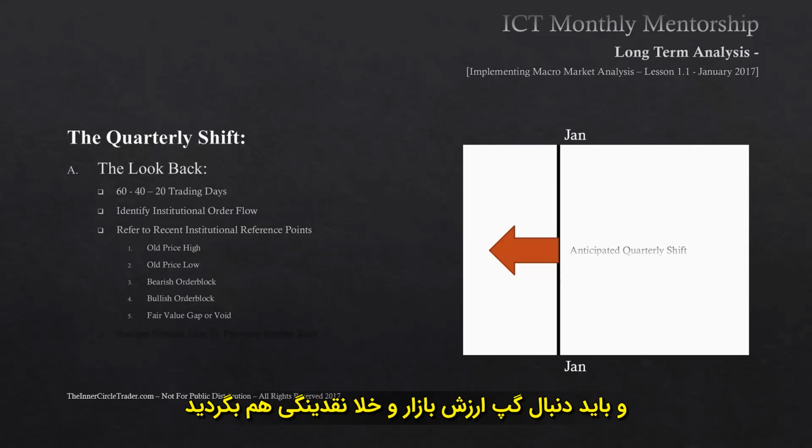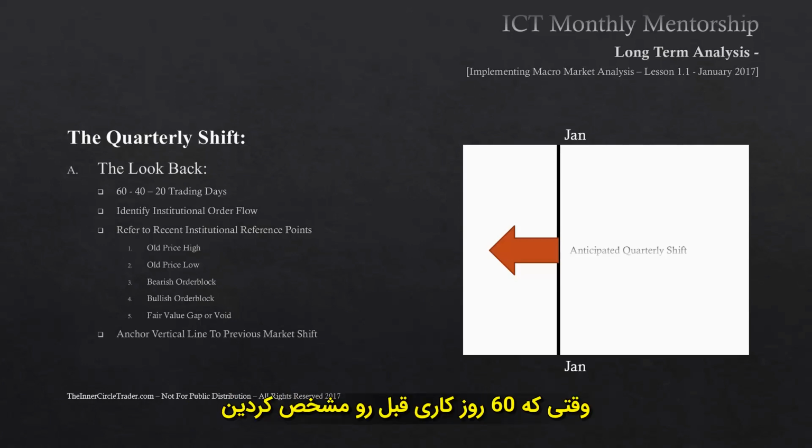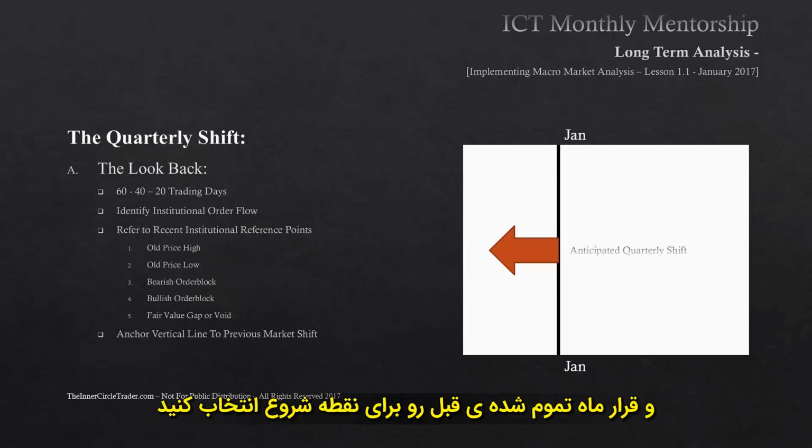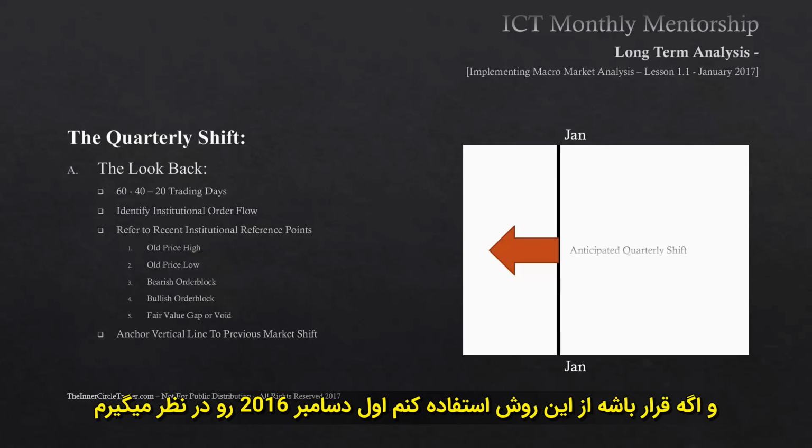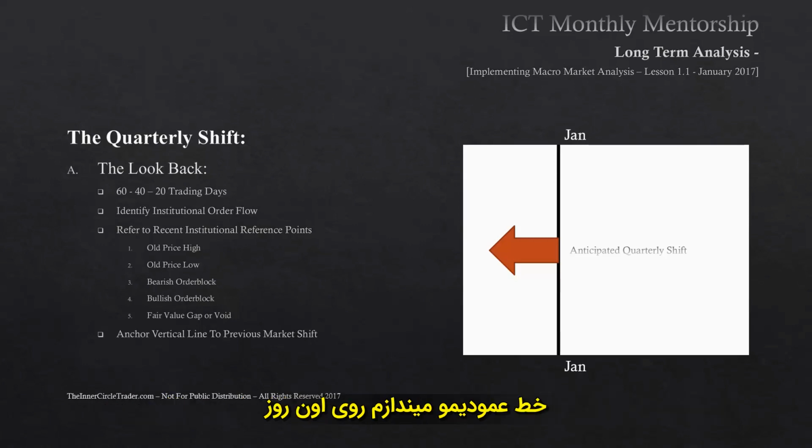And you'll be looking for fair value gaps and any liquidity voids as well. Once you identify over the last 60 trading days, you're using the previous closed calendar month as your beginning reference point. Again, as an example, right now, today, it's January 6th, 2017. And if I were to use this method, I would look at December 1st, 2016.